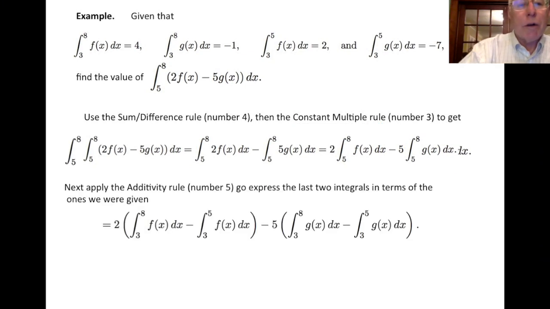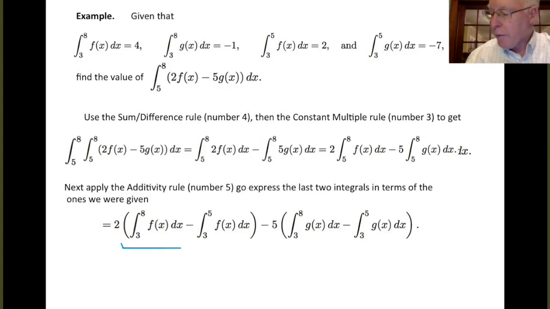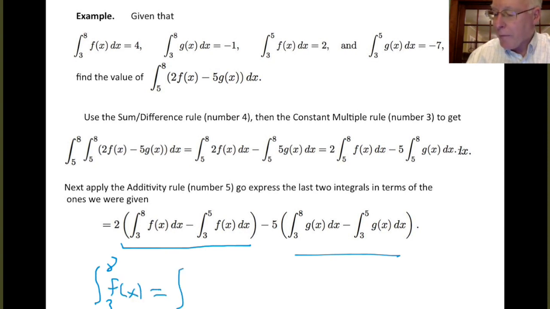Now for these, we're going to go to rule number 5, which was that one about adding areas. We'll just focus on this one. The one on the right here is very similar. Over here, we saw in rule 4 the integral from 3 to 8 of f of x dx is equal to the integral from 3 to 5 of f of x dx, plus the integral from 5 to 8 of f of x dx.